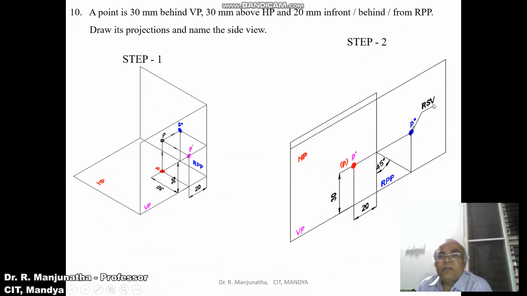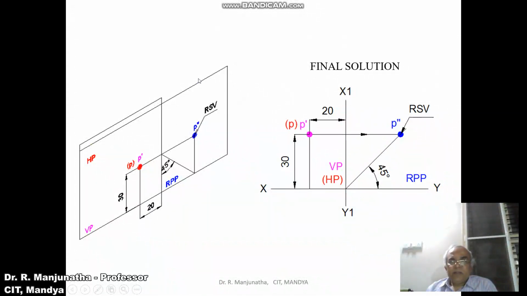The side view which you have written is the right side view, because in the right side view only you are going to get 20 mm behind RPP. So this is how it works. Now we will go to the final solution.